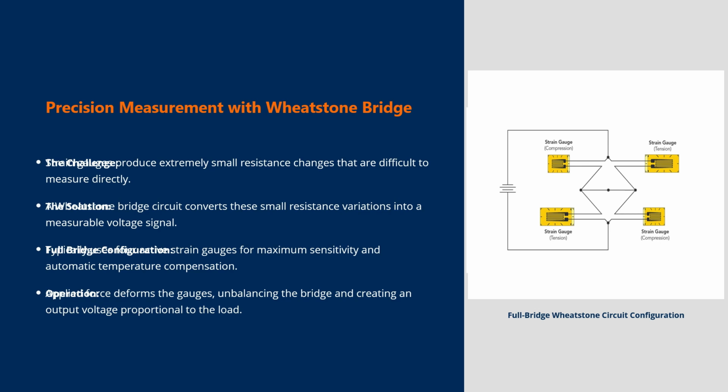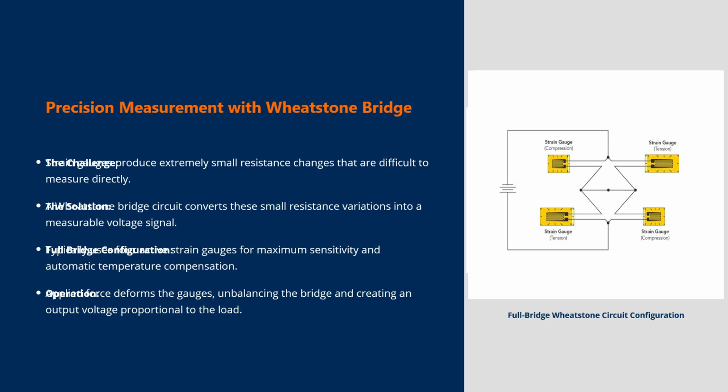When force is applied to the load cell, the strain gauges deform. This causes the Wheatstone bridge to become unbalanced, generating a small output voltage proportional to the applied load. This voltage signal is typically in the millivolt range, often expressed as millivolts per volt, mV/V. Because the signal is very small, it is usually amplified using instrumentation amplifiers or load cell amplifiers.